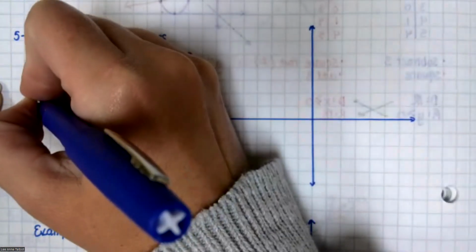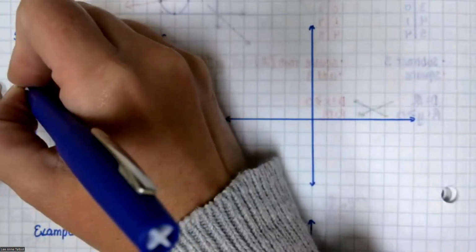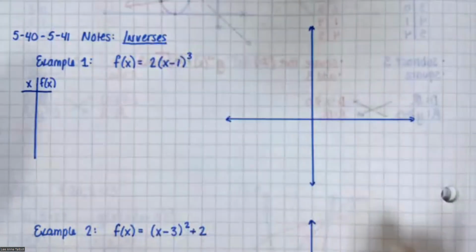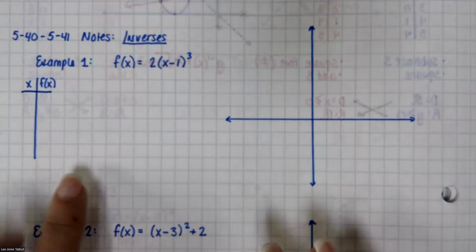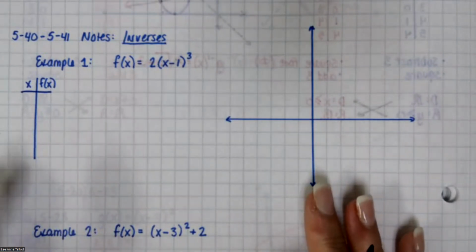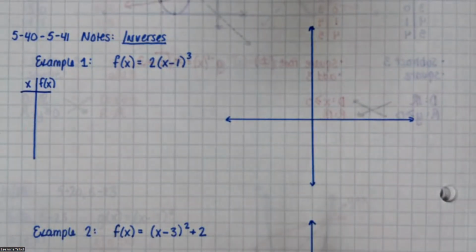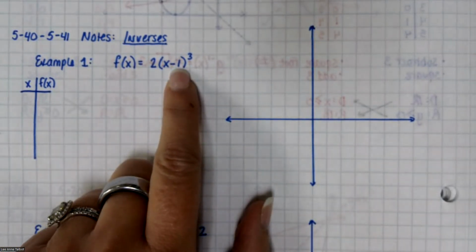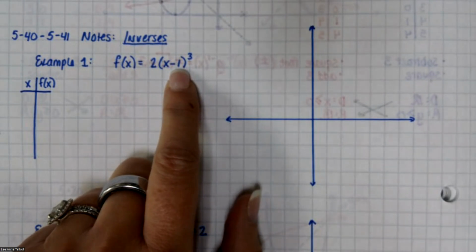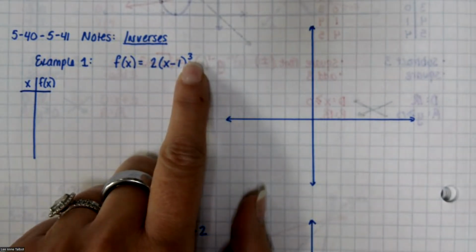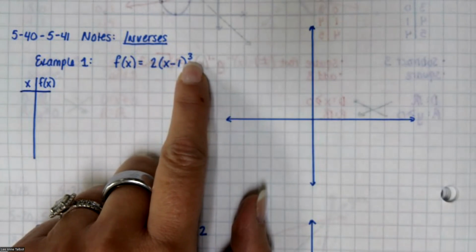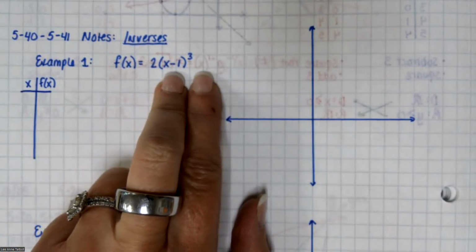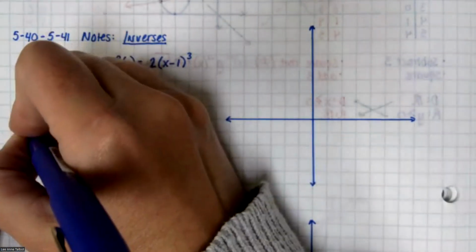Okay, notes on inverses. This is pretty much exactly what we did yesterday. We're going to do exactly the same thing. We're going to make the tables, find the inverse equation, domain and range, and graph. Okay, what type of function do I have here? What are these called? Cubics. Okay, and what is the inflection point of my cubic? 1, 0.